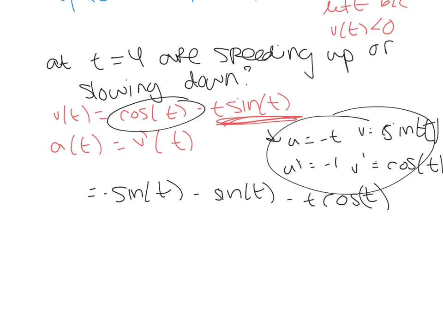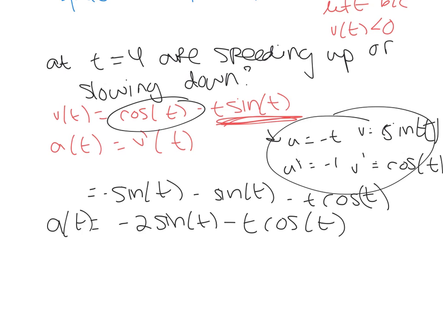of t again. Okay, so if I want to combine my like terms, I'm going to end up with negative 2 sine of t minus t cosine of t. Okay, so that is my acceleration. Now I need to figure out what's happening at 4. Okay, so at 4, my acceleration at 4 is negative 2 sine of 4 minus 4 cosine of 4.